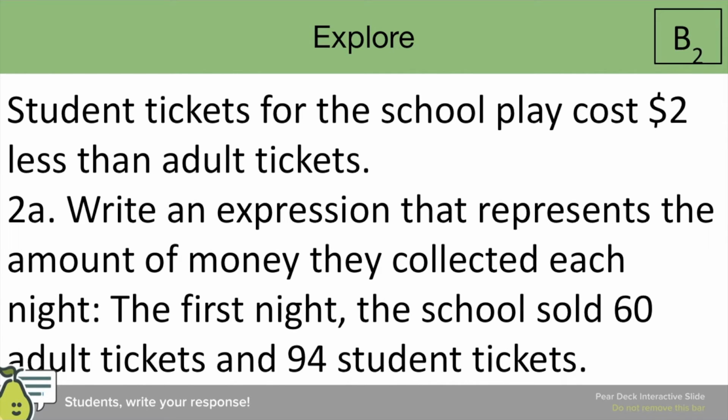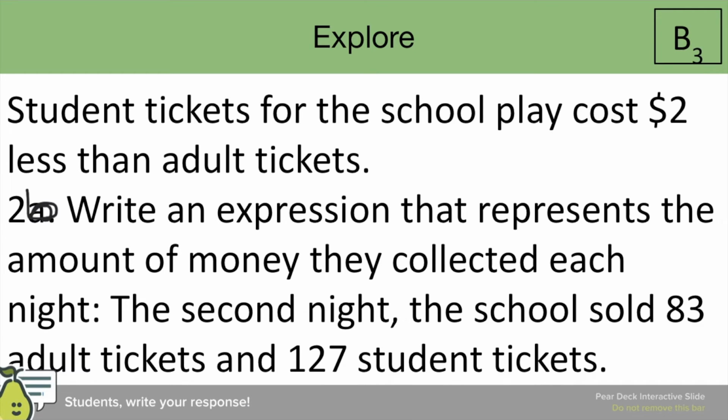Question 2A asks, write an expression that represents the amount of money they collected each night. The first night, the school sold 60 adult tickets and 94 student tickets. One possible expression is 60A plus 94(A minus 2). Alternatively, students can write 60A plus 94A minus 188, or 154A minus 188.